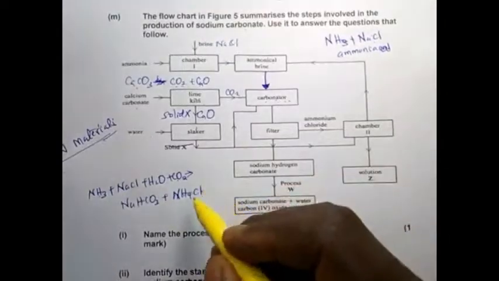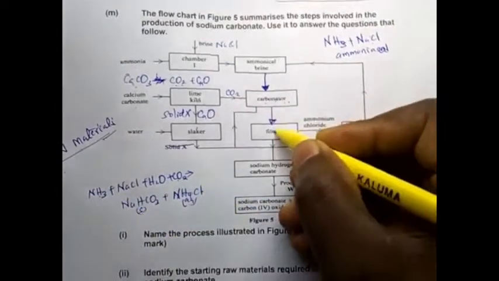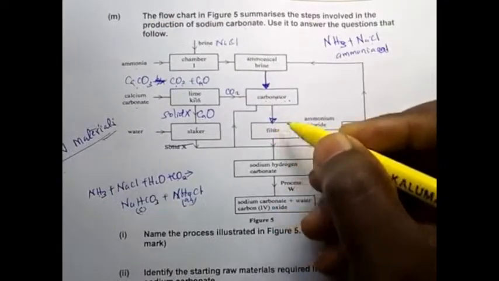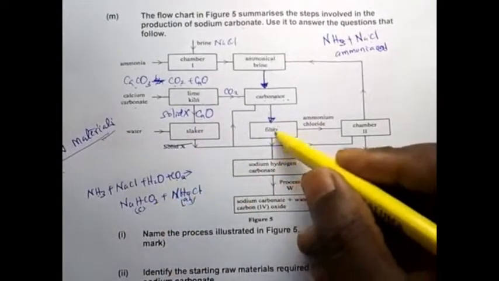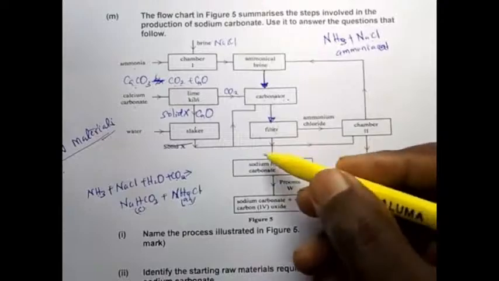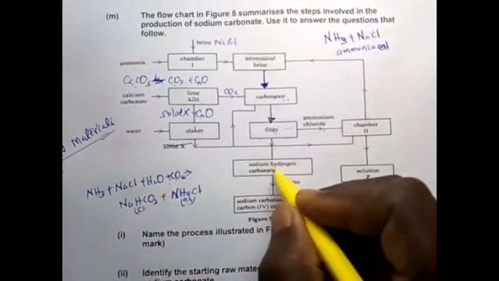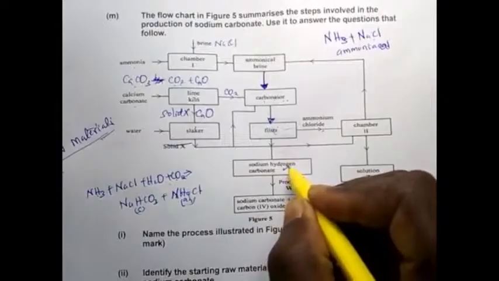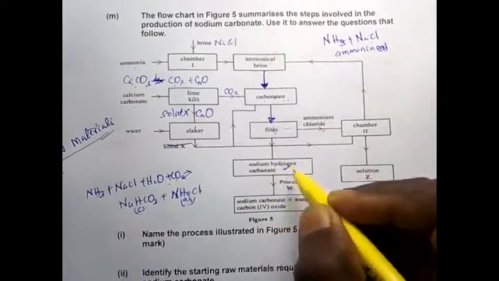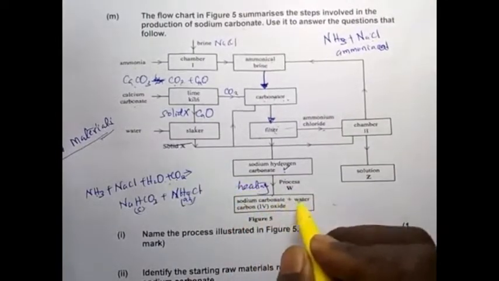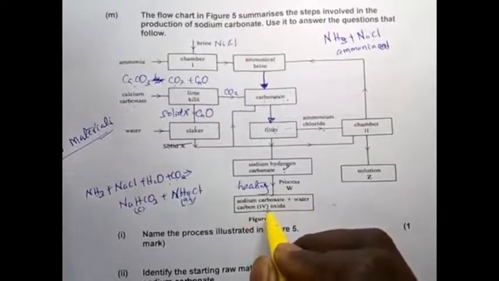We have formed this. This one is a solid, and later filtration occurs. This is the physical process that occurs, filtration. So here there is a filter. After filtration, ammonium chloride goes this way, and then sodium hydrogen carbonate comes down here. Sodium hydrogen carbonate undergoes heating. This is thermal decomposition, giving sodium carbonate plus water plus carbon dioxide.